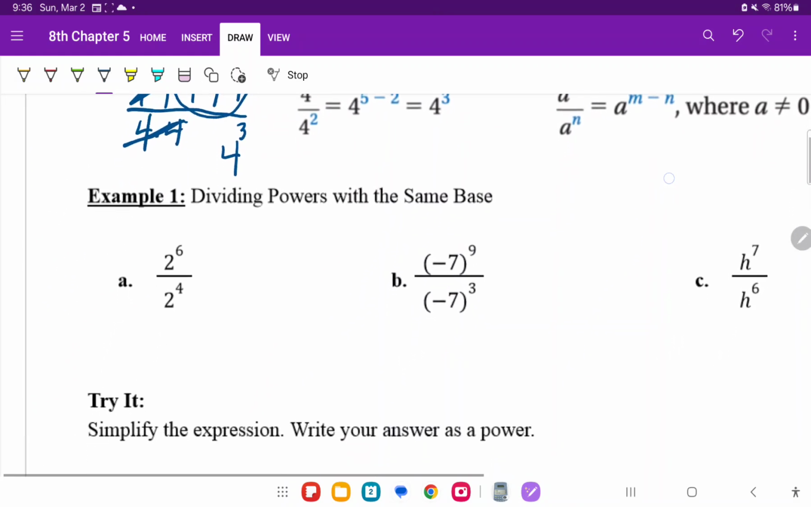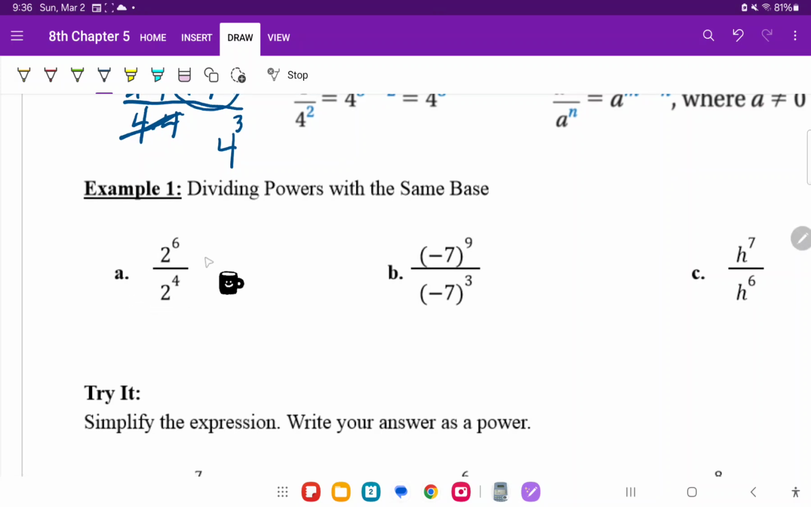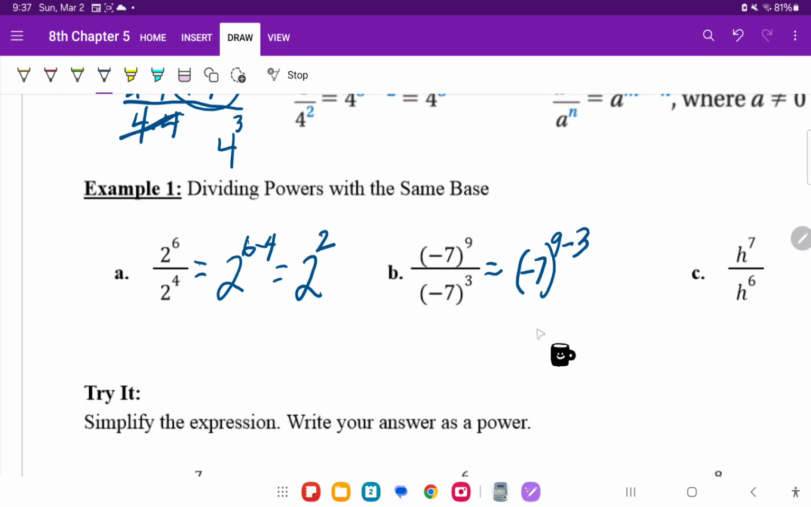All right, so on letter A, this is going to equal, right? They both have a base of 2. It's going to be 6 minus 4, and that is 2 squared, is our final answer. 4 of these cancel 4 of those, leave you with 2 squared. All right, here they both have a base of -7. So that's 9 minus 3, like that. And so that's going to give you -7 to the 6th power, just like that.